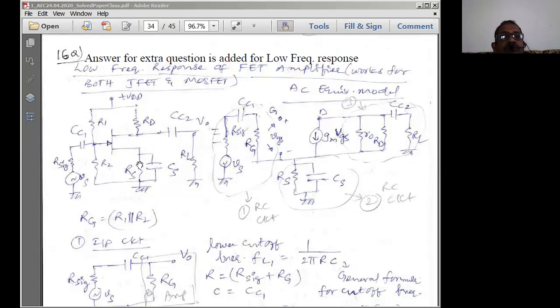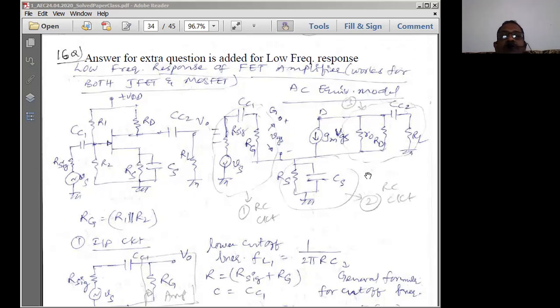And next from the source to the ground, we are going to have RS and CS capacitors. In the input side also we can have R1 in parallel with R2 taken as something like RG, and there is a capacitor CC1 in between RG and the signal resistance, which is called R signal, and signal voltage Vs. So this is the equivalent AC model of the FET amplifier circuit.